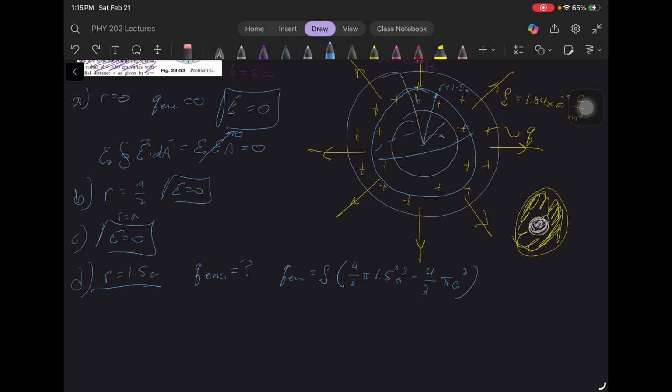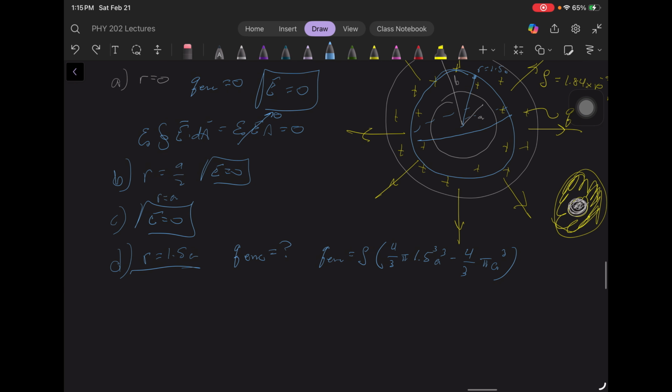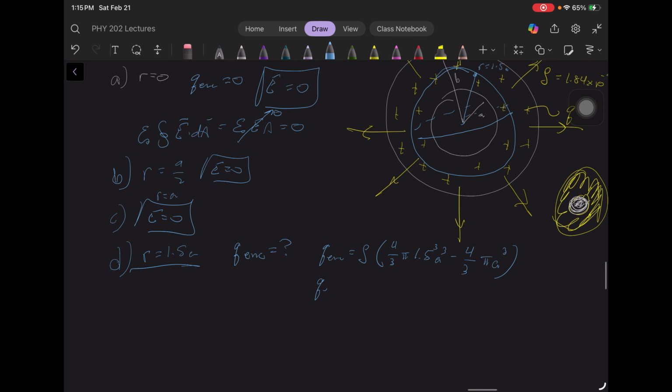Okay. And the reason we can ignore all the outer charge is because, by one of the shell theorems, we have a uniform shell of charge outside of what we're looking at. It has no contribution to the electric field because it's outside of our Gaussian surface, and symmetry.